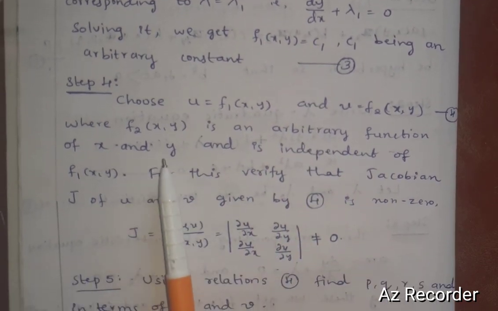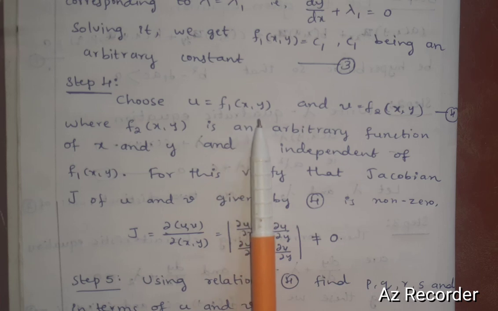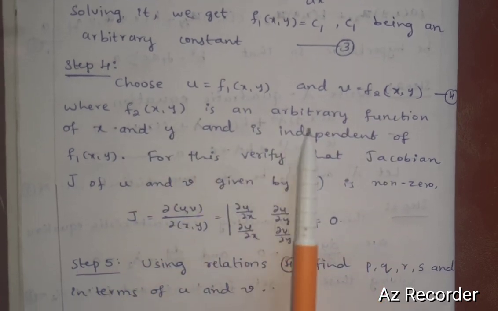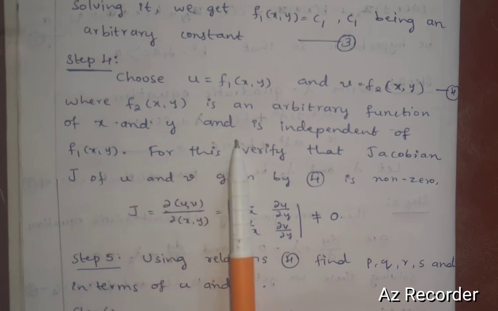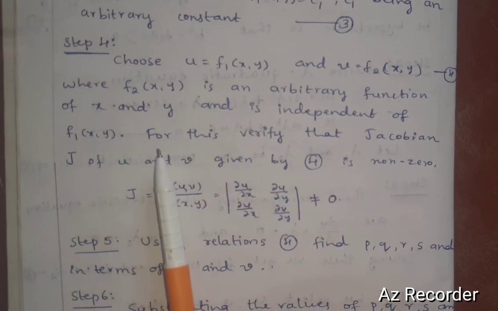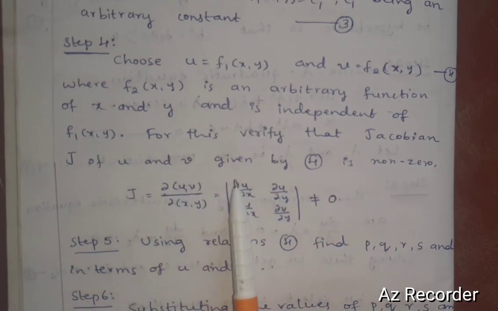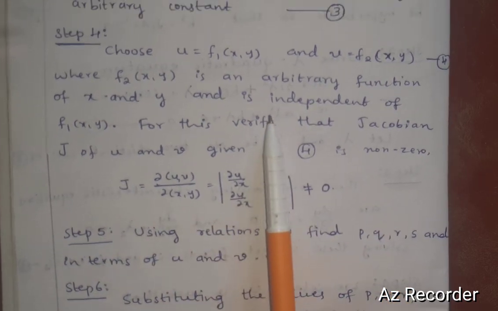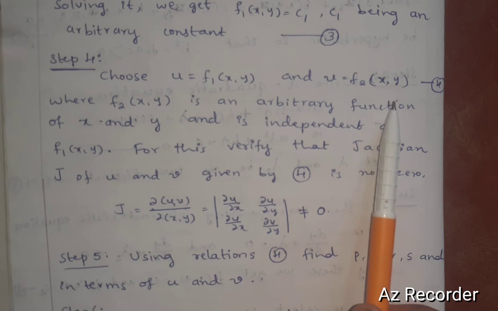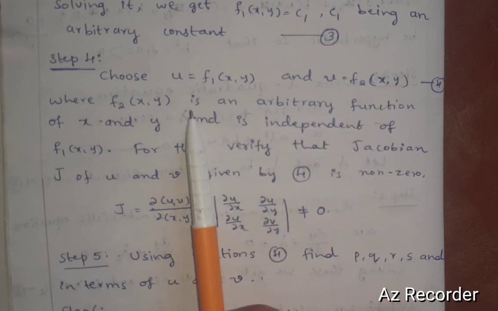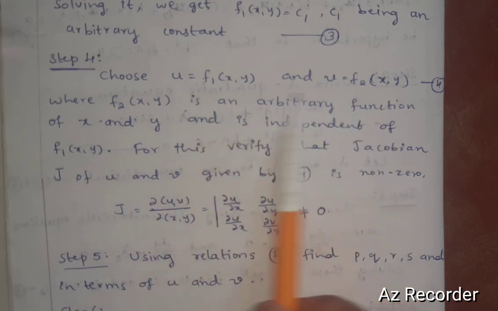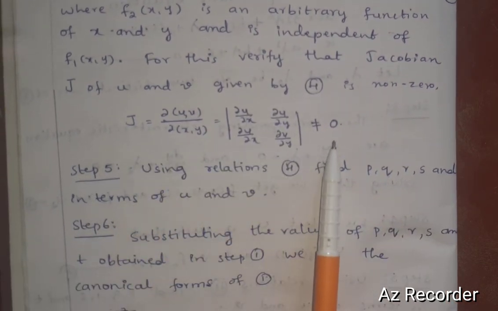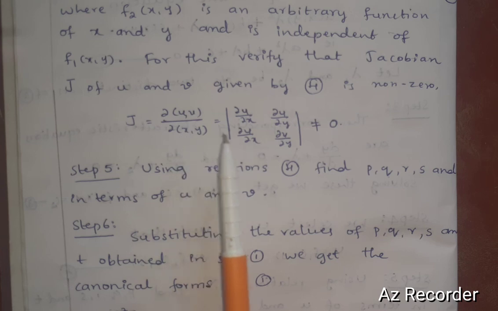Okay, next step 4. Let us choose u = f1(x,y) and v = f2(x,y), where f2(x,y) is an arbitrary function of x and y and is independent of f1(x,y). For this, we have to verify the Jacobian of u and v. So here we are choosing f2(x,y) such that it is independent of f1(x,y). They are independent means the Jacobian of u and v should not be equal to 0. So the Jacobian is given like this.